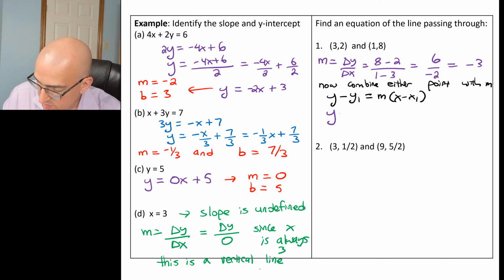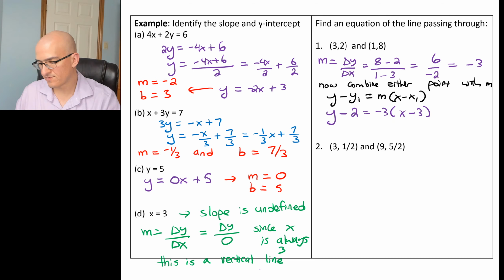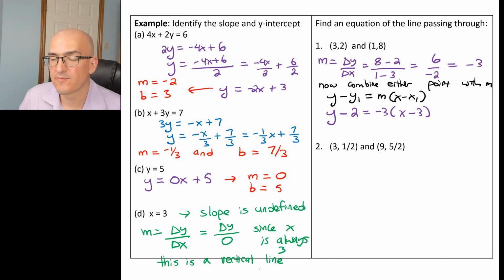I'm going to use the first point, so y minus 2 is equal to negative 3 times x minus 3. That's it. No need to simplify. If you want to simplify, you're going to get y minus 2 is equal to negative 3x plus 9. Add 2 to both sides, so y is equal to negative 3x plus 11.